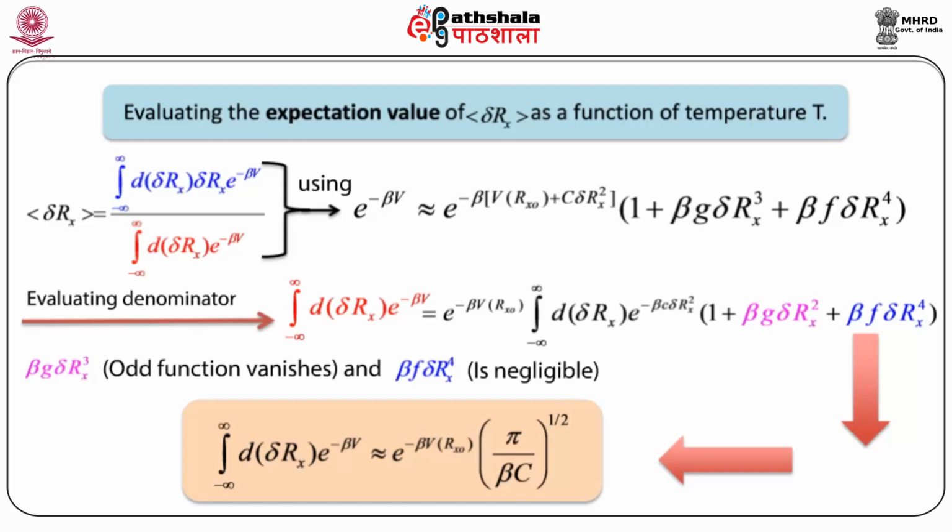We now evaluate the integrals in the numerator and denominator of the average value of δRx as follows. First we evaluate the integration from minus infinity to infinity of d δRx e^(−βV), which can now be written approximately as e^(−βV(Rx0)) multiplied by the integration from minus infinity to infinity of d δRx e^(−βC δRx²) multiplied by 1 + βG δRx³ + βF δRx⁴. The odd function, that is βG δRx³, vanishes, while the contribution of βF δRx⁴ is negligible.